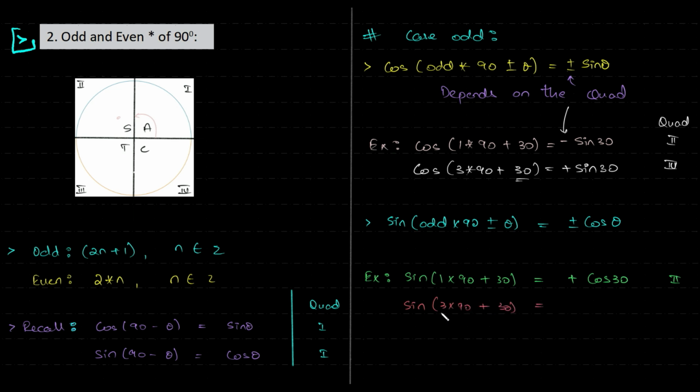Now, sine of 3 into 90 plus 30. Again, first we are looking at 3, an odd multiple of 90, so sine will turn out to be cos, and the angle is 30. Now, 3 into 90 plus 30 is which quadrant? Fourth quadrant. In fourth quadrant, what are we looking at? Yes, this is negative. What is negative? Sine is negative. We have to take up the sine's nature of value. So sine is negative, so it has to be minus cos of 30.